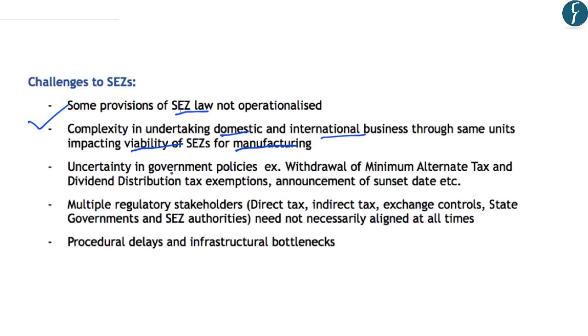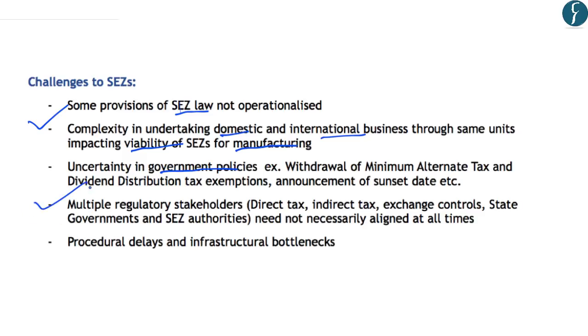Thirdly, there is uncertainty related to government policies. And this can be seen by the example of withdrawal of minimum alternative tax and dividend distribution tax exemptions, announcement of sunset date, etc. And the government has been continuously changing its policies related to SEZs. And these are adversely impacting the viability and profitability of companies that are working in the SEZs.